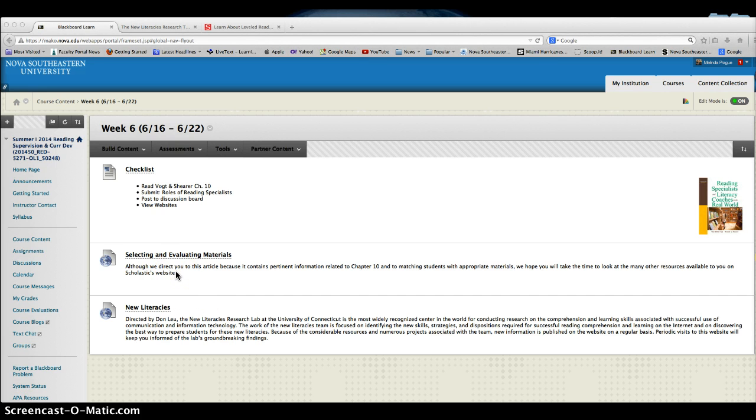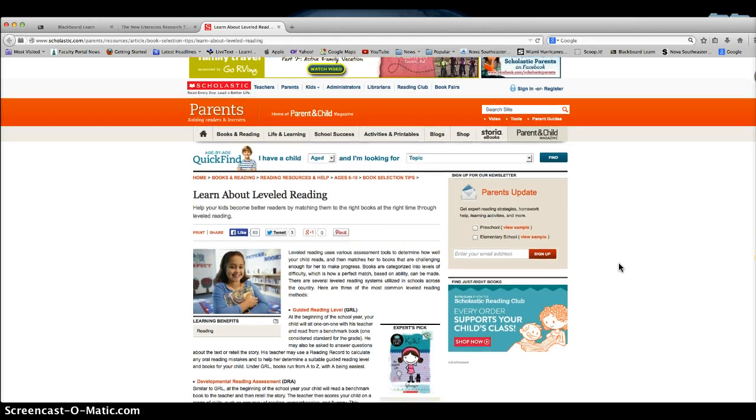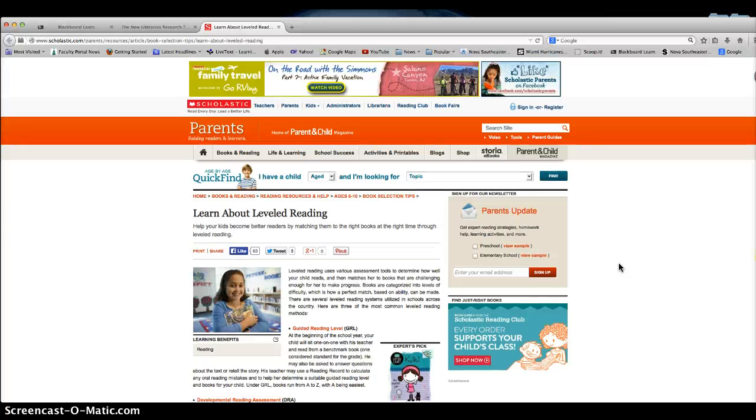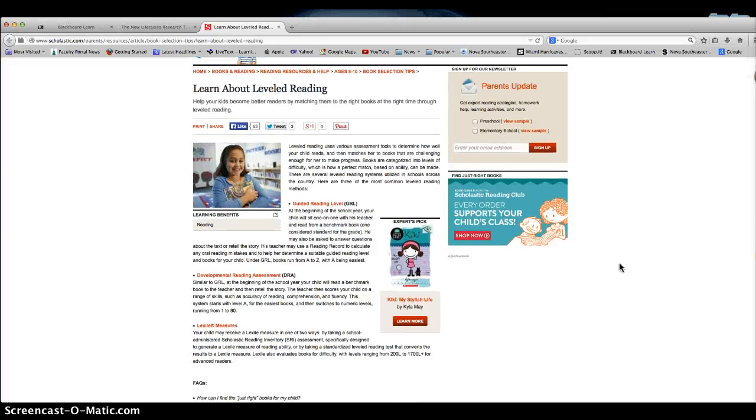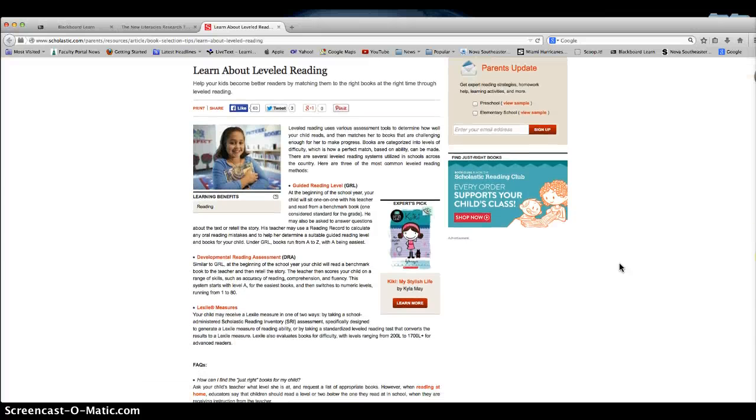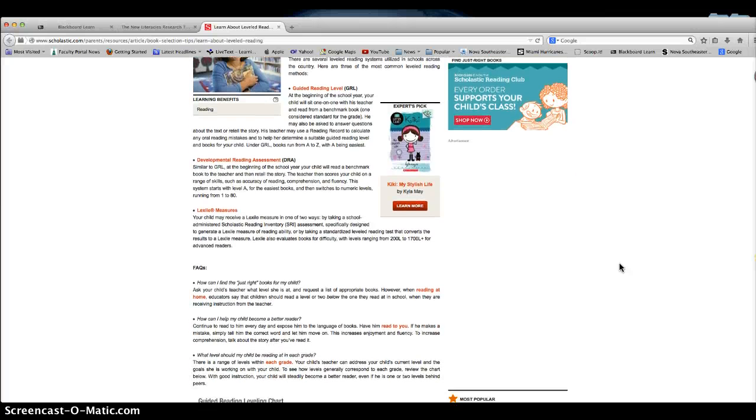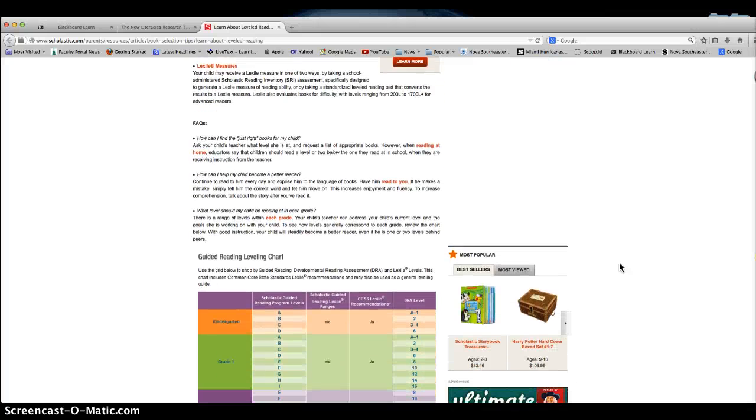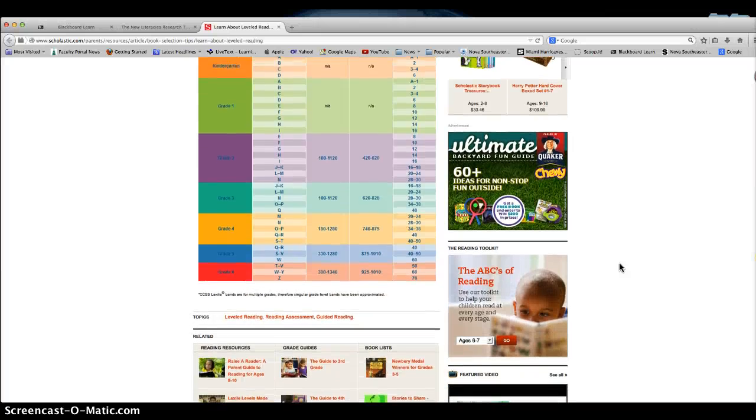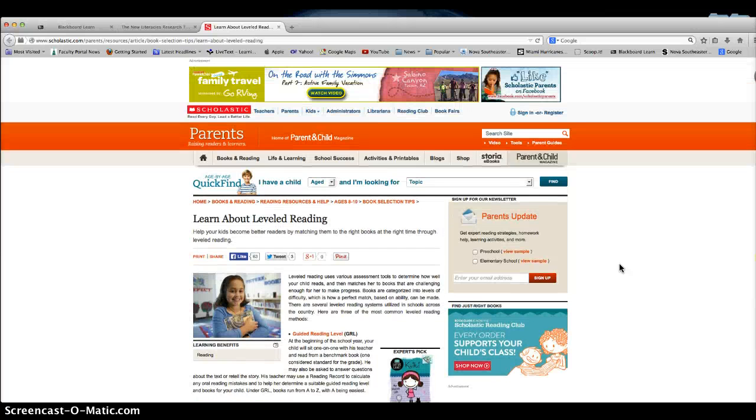The first one deals with selecting and evaluating materials, and your textbook discusses that a great deal, but this is a nice short article from Scholastic that will give you good information on guided reading levels, developmental reading assessment, and Lexiles, and how to find just the right book for a child. And it gives a very good idea of things that you can share with parents as well, recommending different books for different age levels.